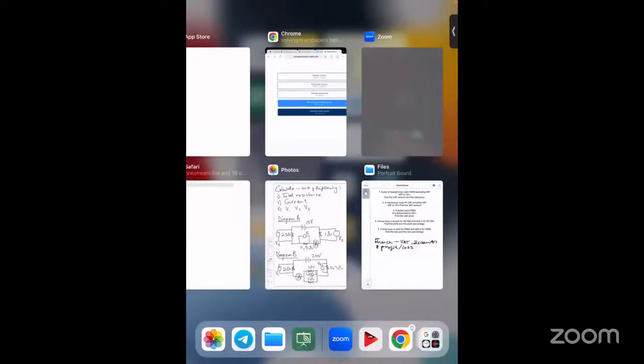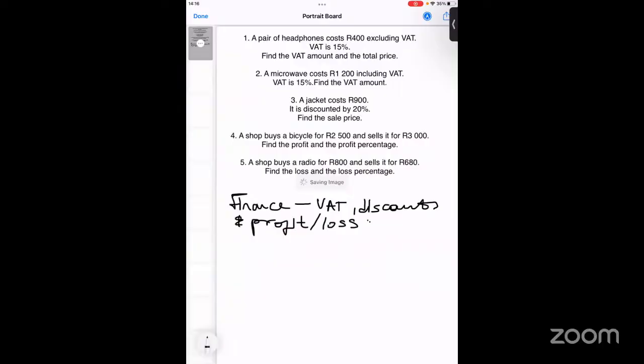Okay. Looks like my image is still saving there, but otherwise it's fine.